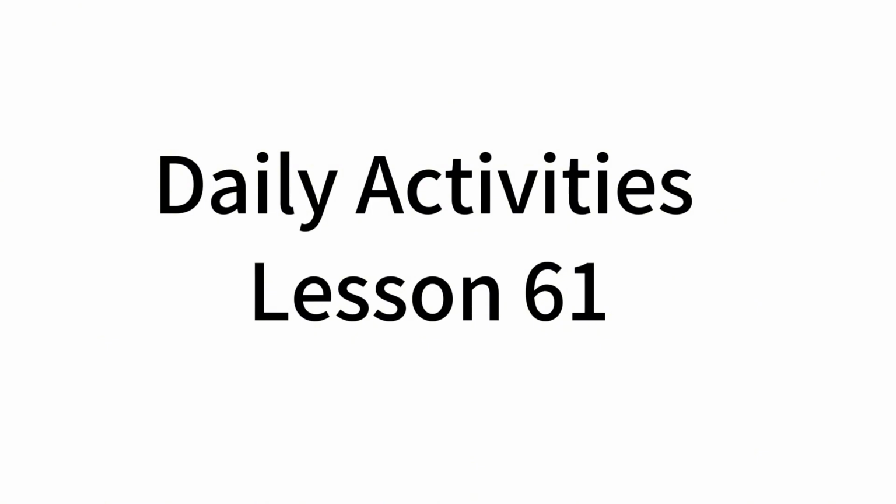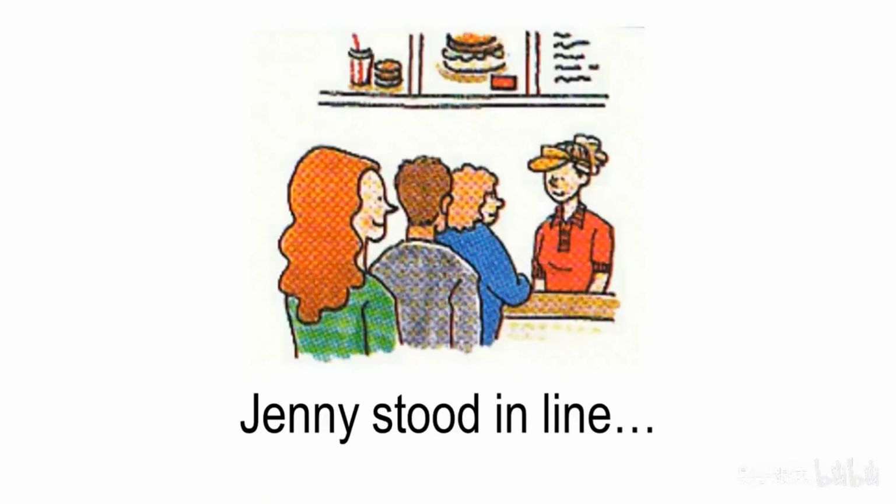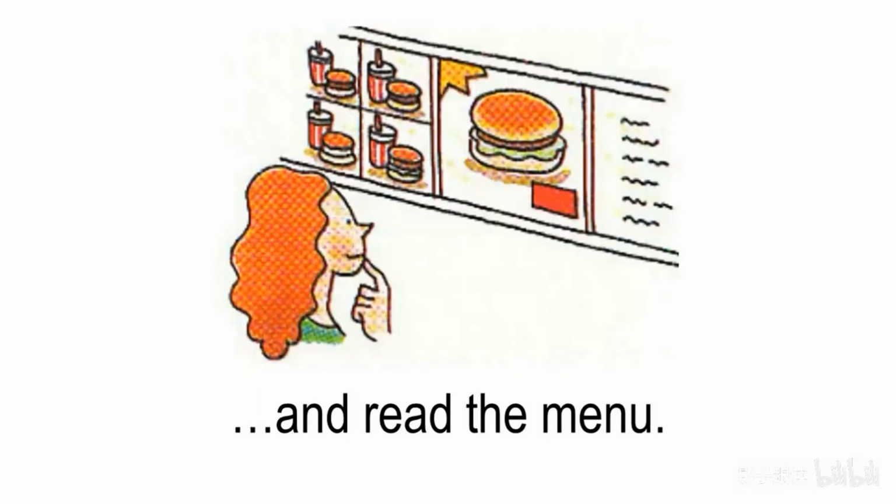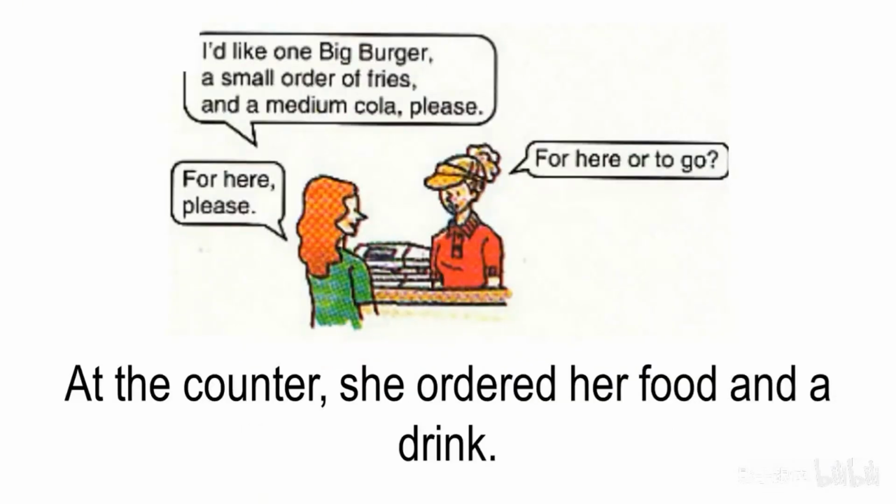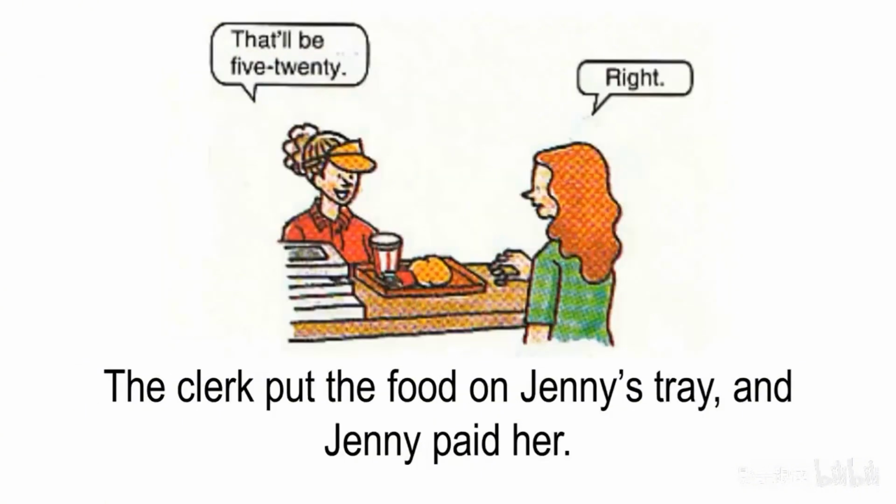Daily activities. Lesson 61. Jenny stood in line and read the menu. At the counter, she ordered her food and a drink. I'd like 1 big burger, a small order of fries, and a medium cola, please. For here or to go? For here, please. The clerk put the food on Jenny's tray, and Jenny paid her.